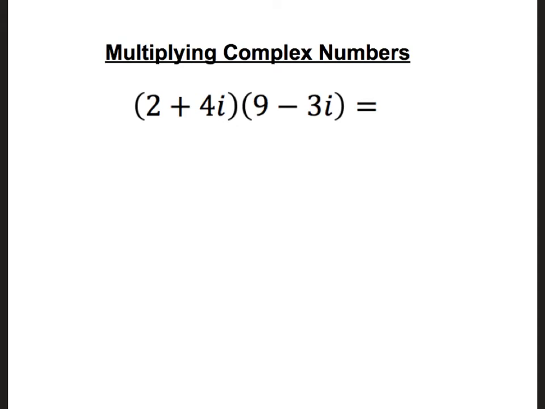Hello, for this video we're multiplying complex numbers. My first problem is 2 plus 4i times 9 minus 3i. We're going to do this just like we did polynomials or binomials, and we're going to use the box method.